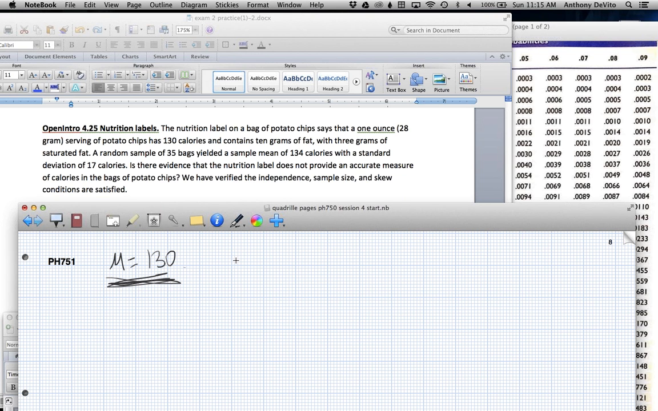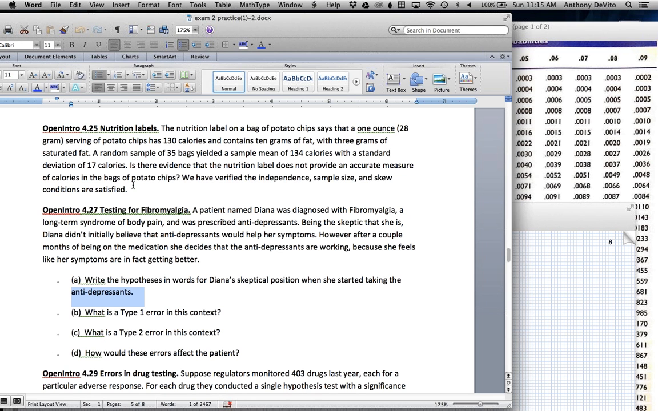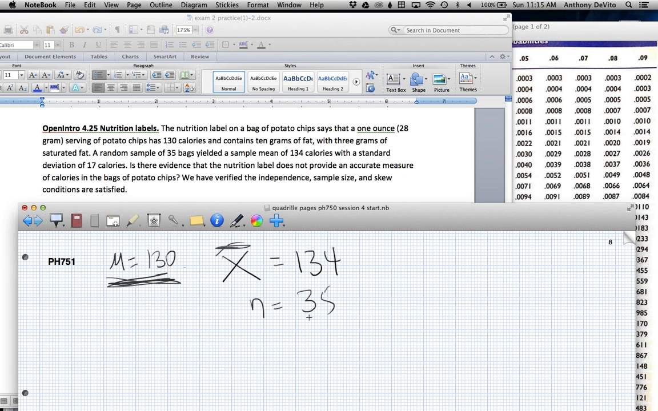I have to take a sample because I can't check every potato chip bag. I'd wind up eating half of them as I tried to work with them. But I'm going to take a sample. In our case, we're going to wind up with x bar, not mu, because we're going to take a sample. So x bar for us is 134 calories. Our sample size happens to be 35. We tested 35 bags. What other piece of information do I need here? There's a standard deviation for our sample of 17 calories.